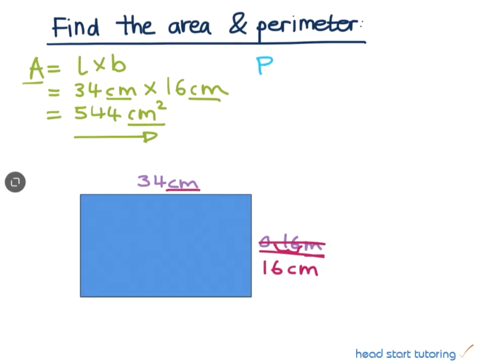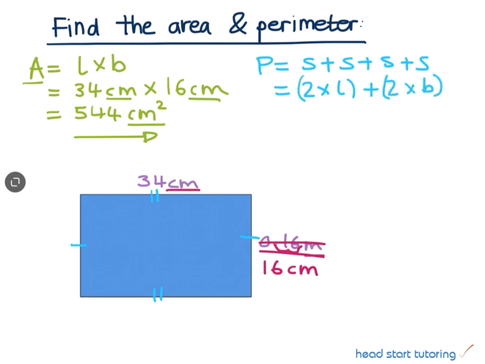Right, if we have a look at the perimeter of our rectangle, we could use the formula side plus side plus side plus side, because we have got 4 sides altogether, but we know that these two sides are equal and these two sides are equal. So if opposite sides are equal, what we can say is 2 times the length plus 2 times the breadth, because we know that this other breadth is also 16 centimeters and the other length is also 34 centimeters.